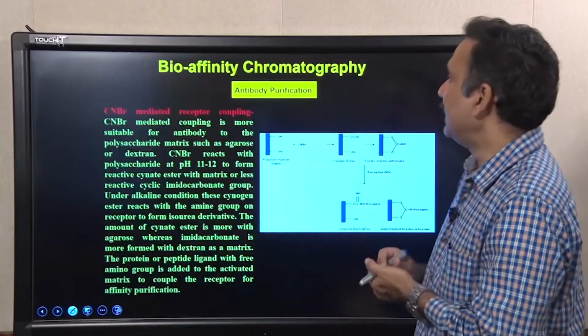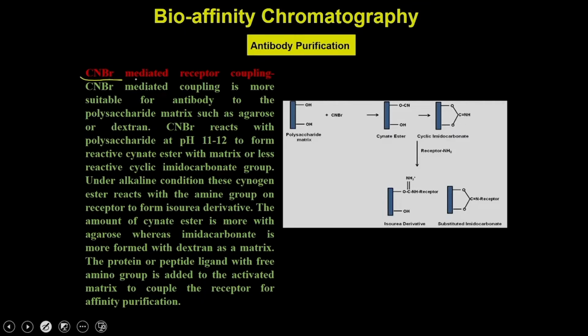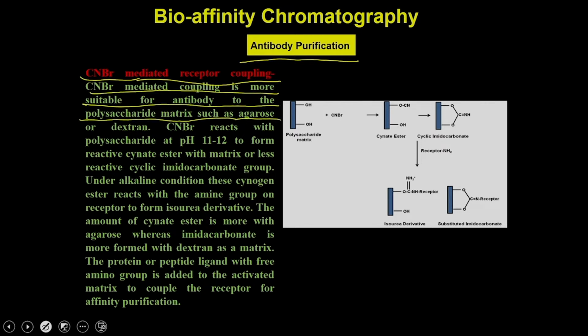In the first step you have to do the coupling reaction. We have discussed many coupling reactions in the past, but for antibody purification you can also use CNBr-mediated coupling. CNBr-mediated coupling is more suitable for coupling to a polysaccharide matrix such as agarose or dextran. Why is it so? Because the polysaccharide matrix normally contains OH as the functional group present on it.